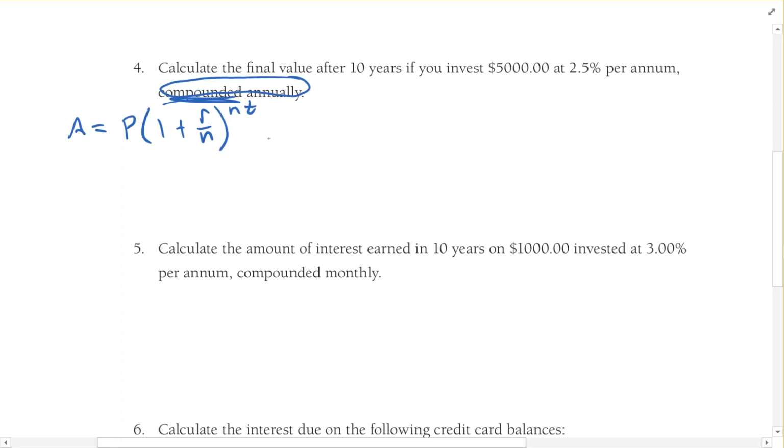We just really need to put this in our calculator properly. So that's it. We're looking for A. Just plug the numbers in, be careful with your calculations. So go ahead and answer number 4 now.